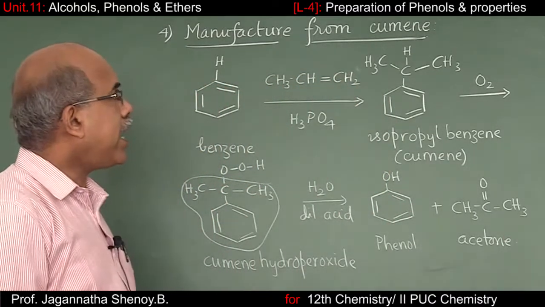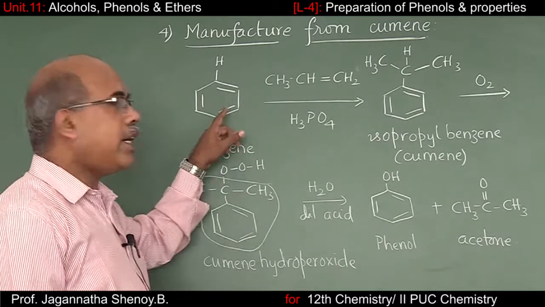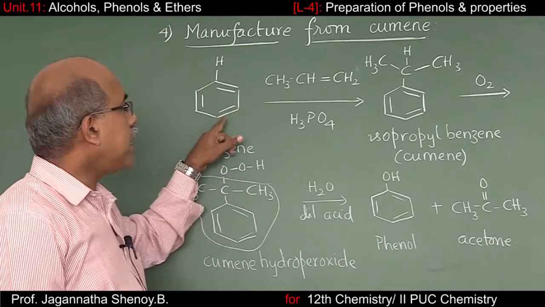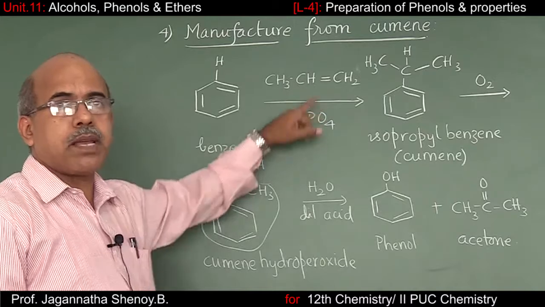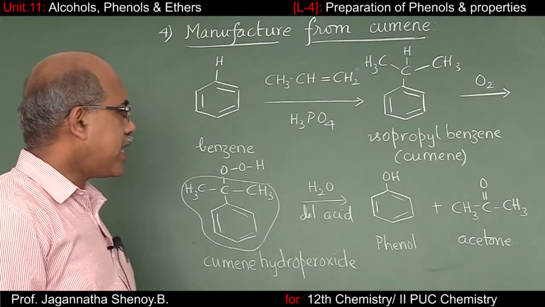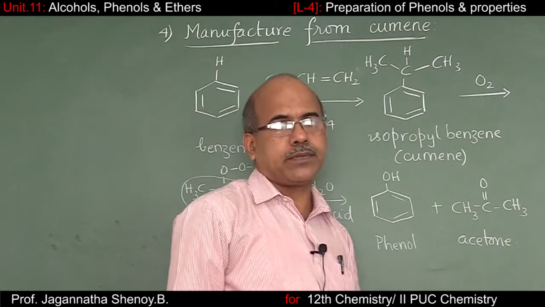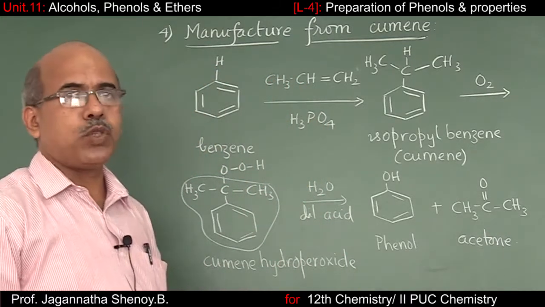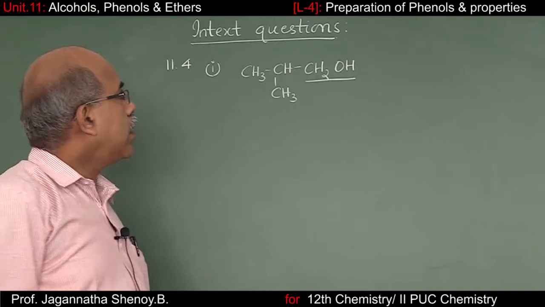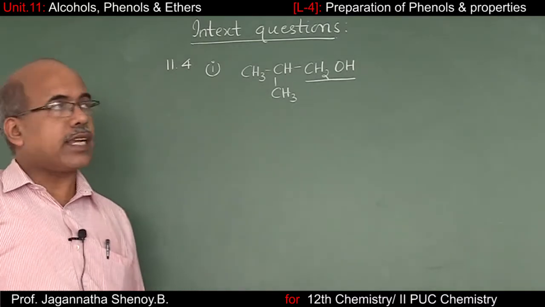So what are the advantages of this method? Point number one, the starting substances, namely benzene and propene, are readily available in the petroleum industry. The next one, acetone, is a very, very important byproduct. So this reaction is asked in the examination for 2 marks. Let us start from the in-text questions from the NCERT textbook.